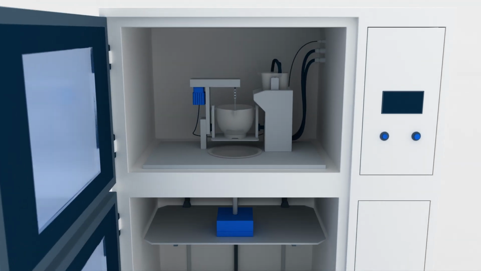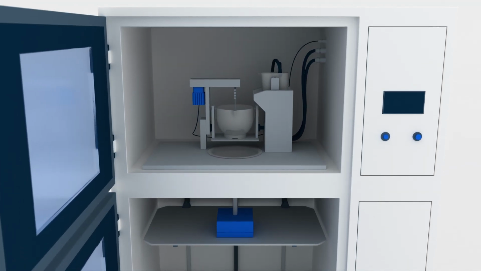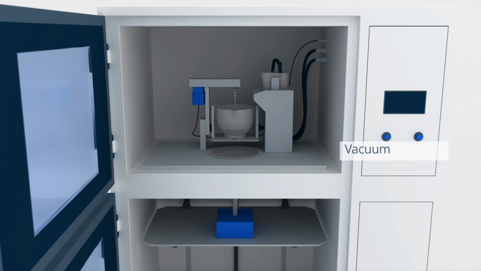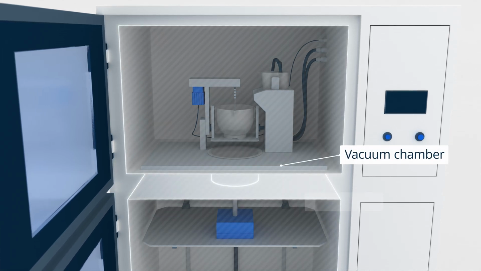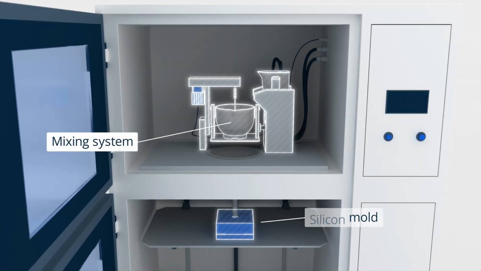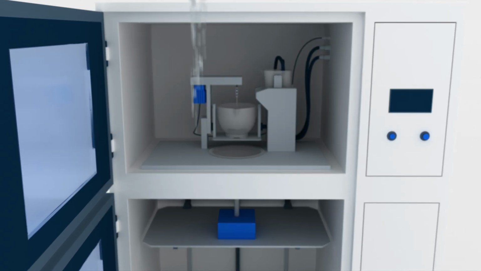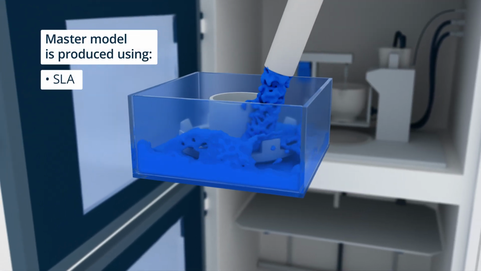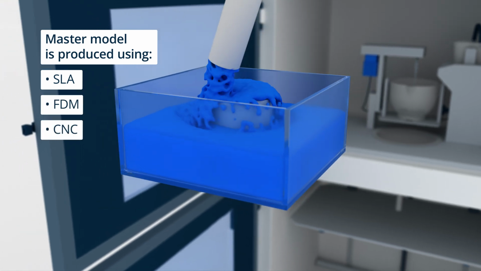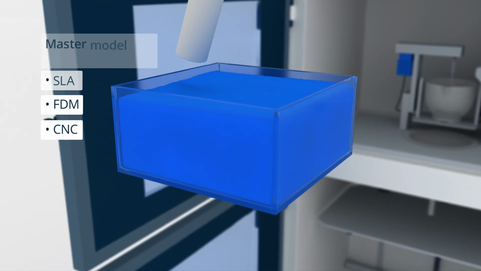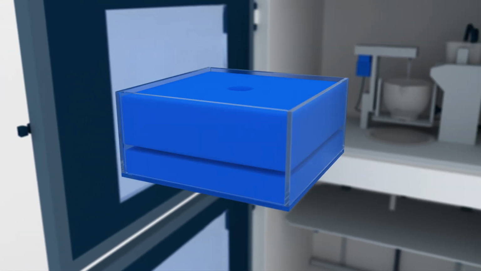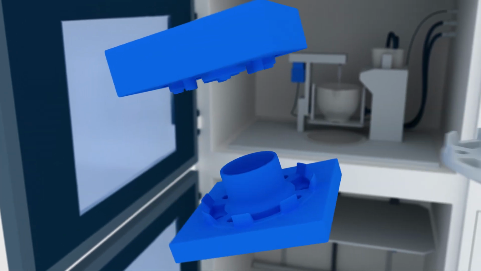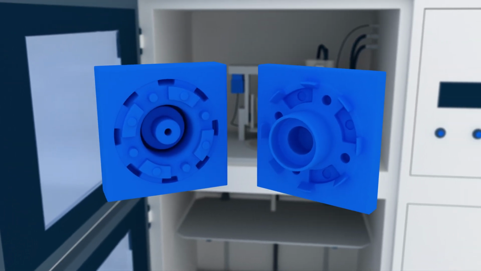Vacuum casting setups are compact compared to injection molding machines. They consist of a vacuum chamber, a silicone mold, and a mixing system. Silicone molds are created by encasing a master model, typically produced using SLA, FDM, or CNC machining, in liquid silicone. Once cured, the mold is cut open to remove the master, leaving a precise negative cavity.